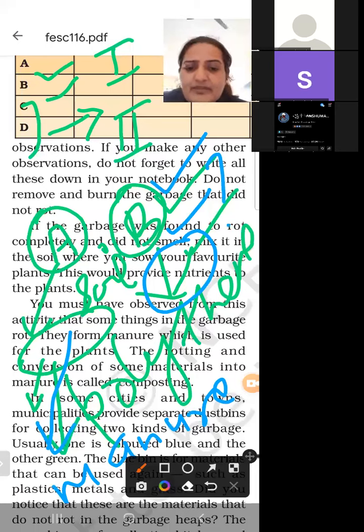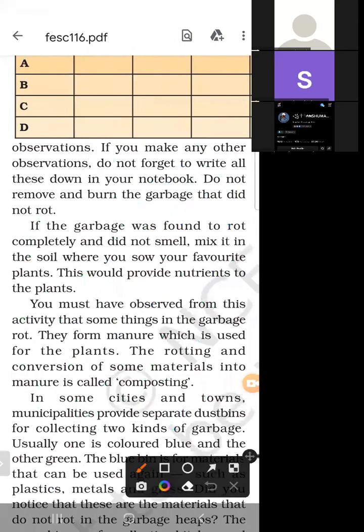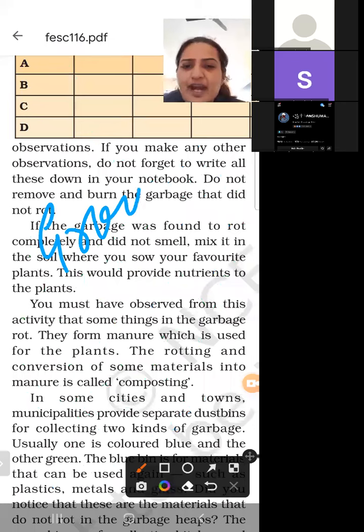So how is this manure obtained? This manure is obtained by digging this heap into the soil. And what about the garbage from group two? Group two garbage.